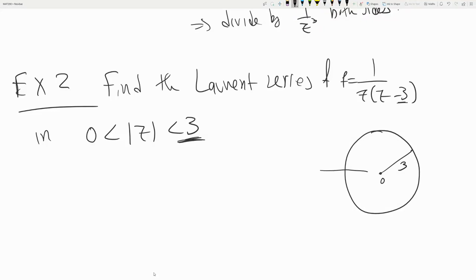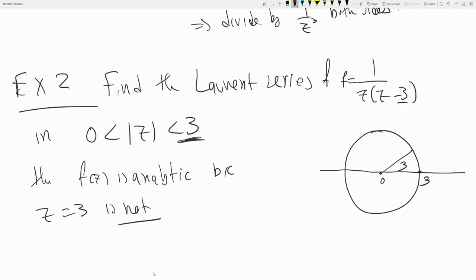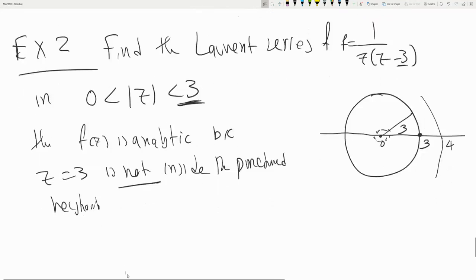So f of z is analytic because c equal to 3 is not inside the punctured neighborhood. So this is a nice example to show you that you can have poles at the boundary, okay? But you cannot have them inside. So if it was 4, say, then you cannot do it. And I will do an example right after.